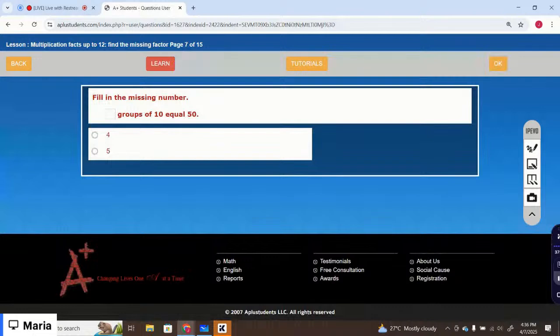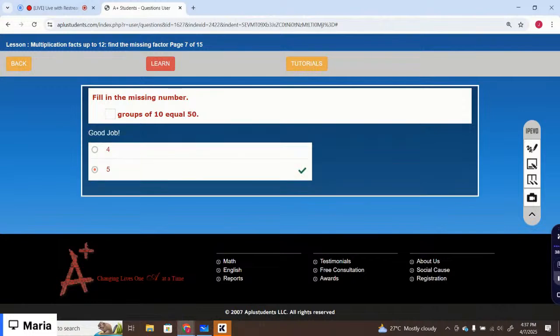How many groups of n equals 5? That is 5 groups of 10 equals 60. Option number 2 is the correct option.